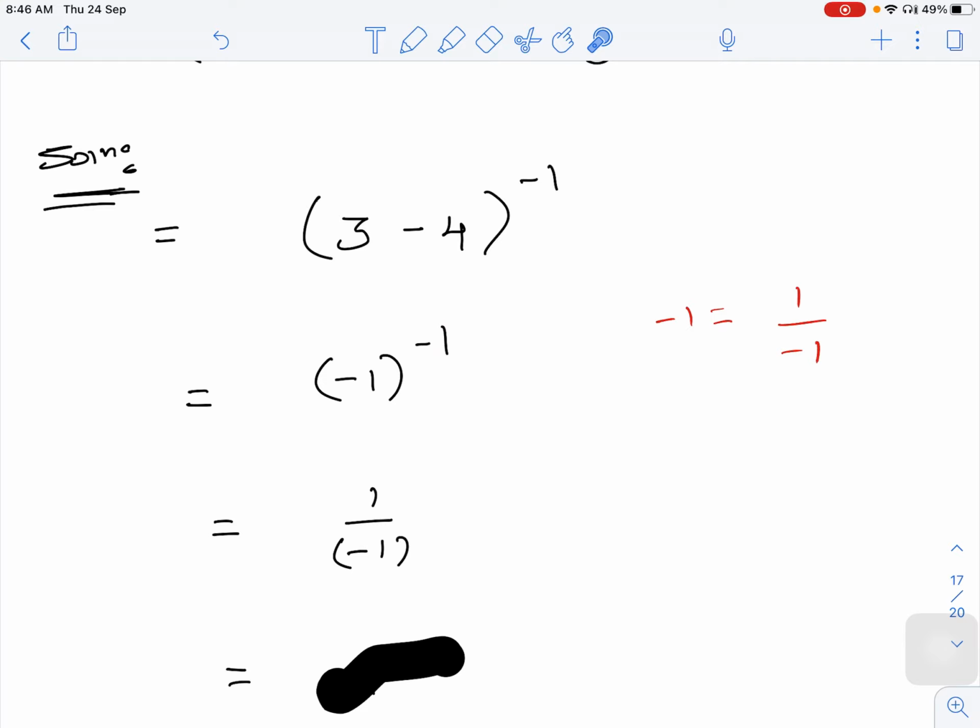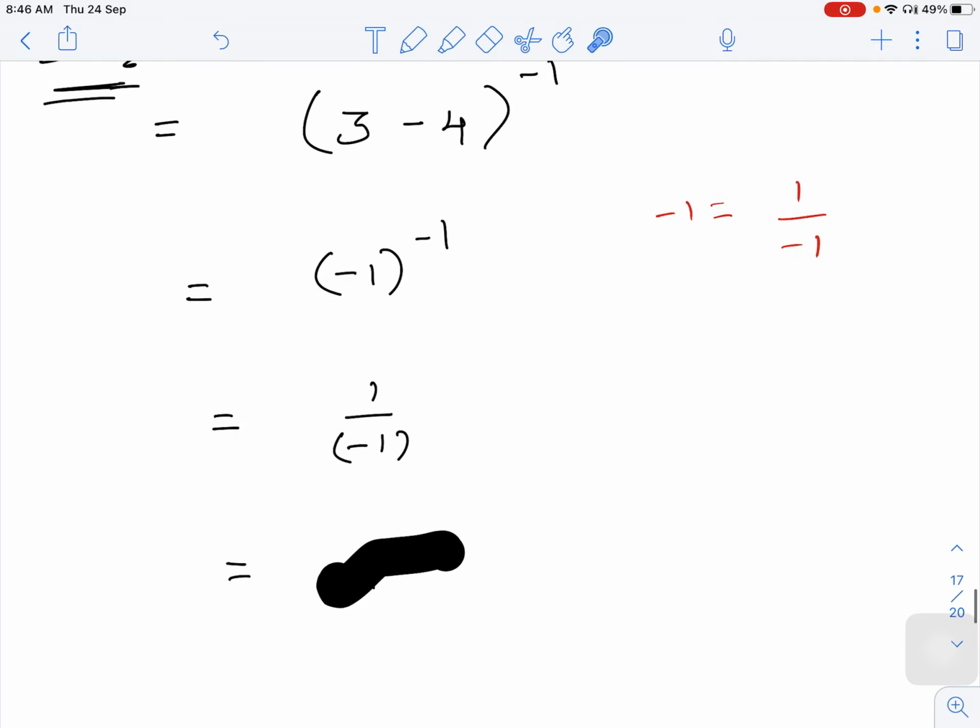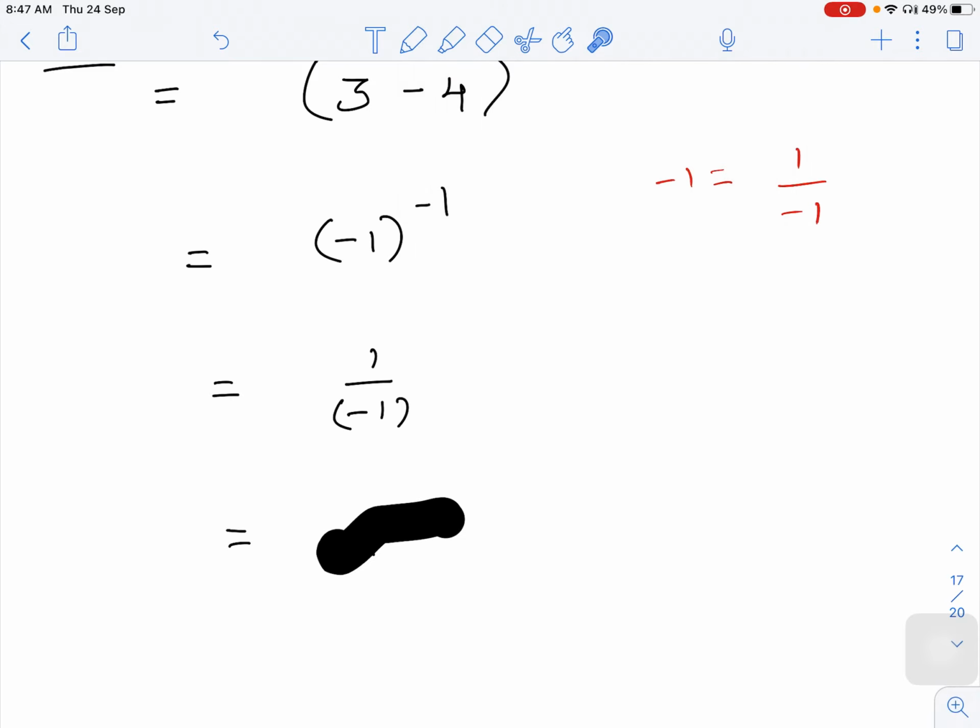Now this power is 1. If you are not writing it, it also does not make any change, okay? Now here in the denominator there is a negative sign, so if we have a minus sign at least one time, the whole number becomes negative, okay? So what will be our final answer? Our answer will be minus 1, okay?